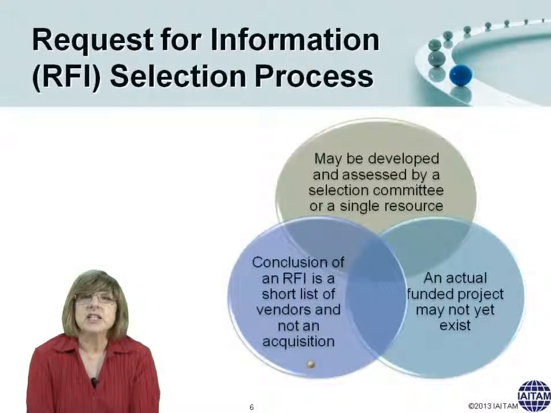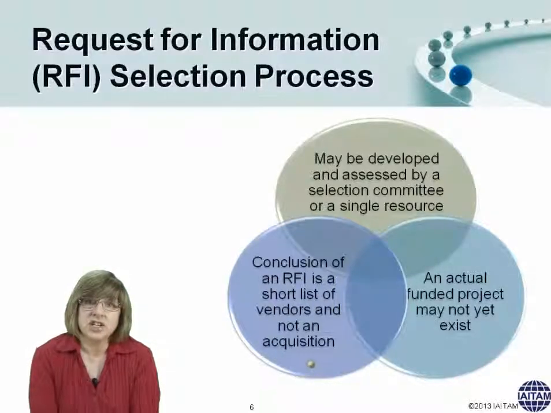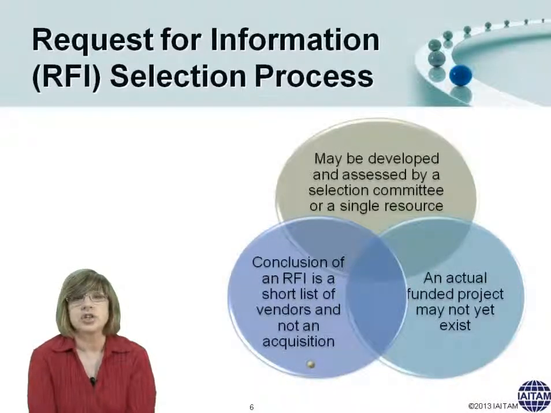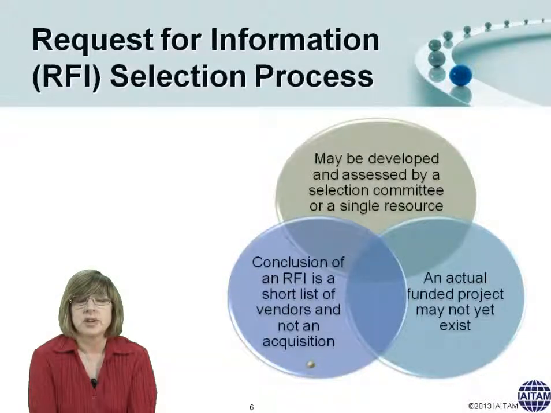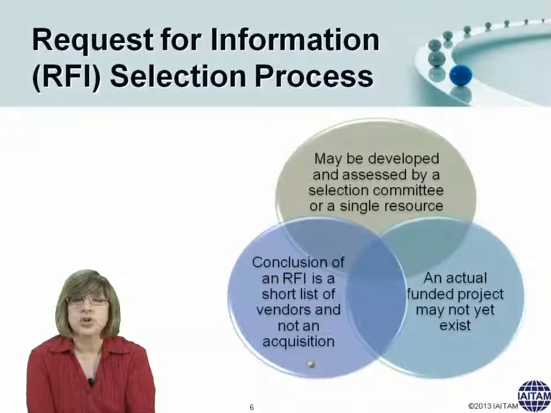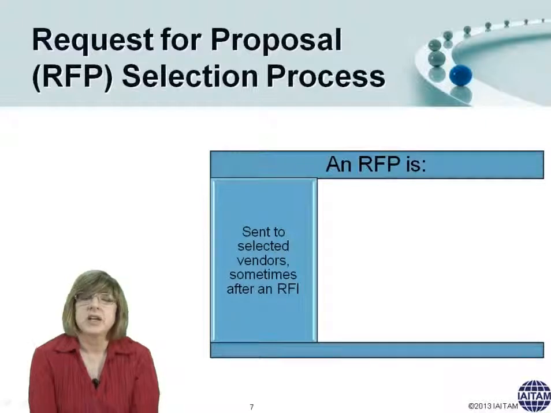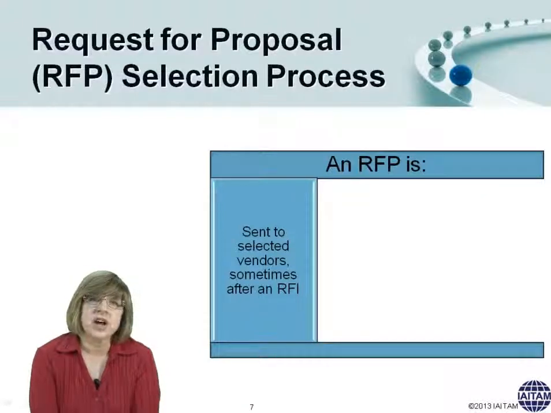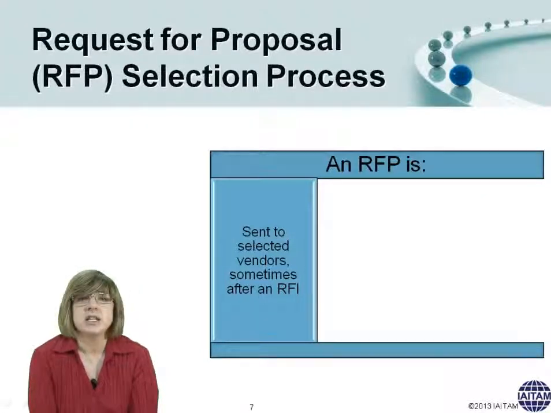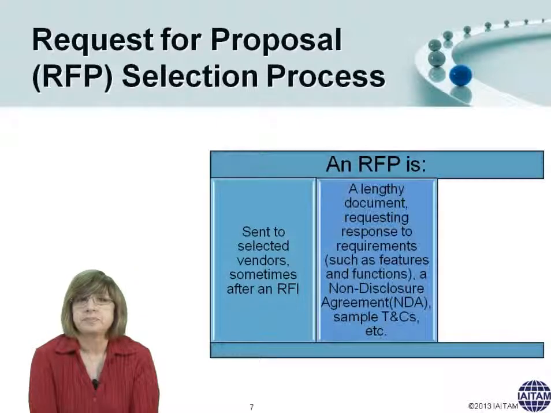If it is advantageous to the organization, the conclusion should mean that you create your short list of vendors, and therefore you're going to go to the next step, which will be the RFP, the request for proposal. An RFP is sent to that select number of vendors. Sometimes after an RFI, sometimes it's the first step. It depends on your corporate culture. It depends on what you do typically.